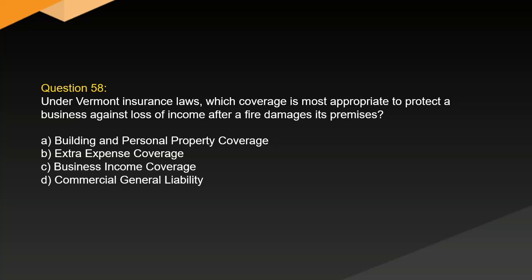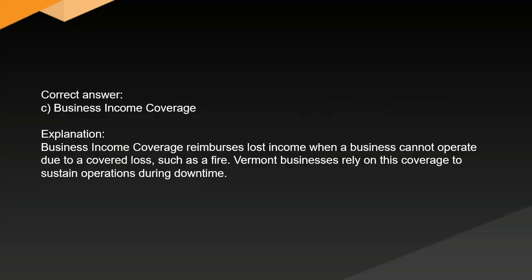Question 58. Under Vermont insurance laws, which coverage is most appropriate to protect a business against loss of income after a fire damages its premises? A. Building and personal property coverage. B. Extra expense coverage. C. Business income coverage. D. Commercial general liability. Correct answer: C. Business income coverage. Explanation: Business income coverage reimburses lost income when a business cannot operate due to a covered loss such as a fire. Vermont businesses rely on this coverage to sustain operations during downtime.